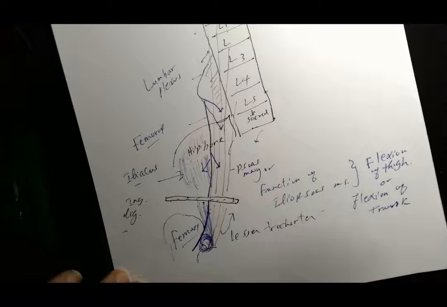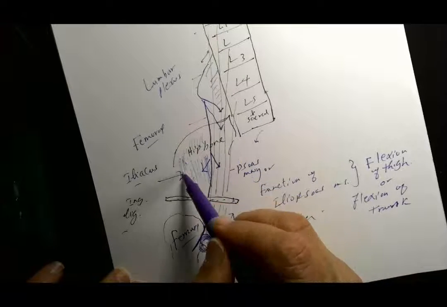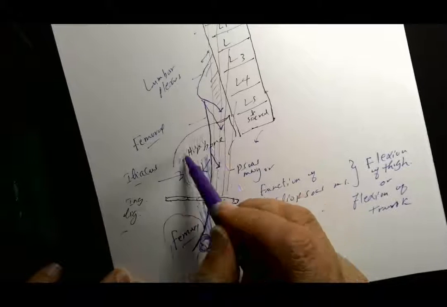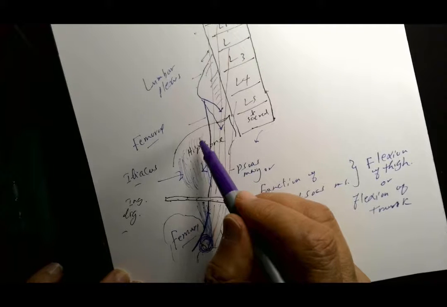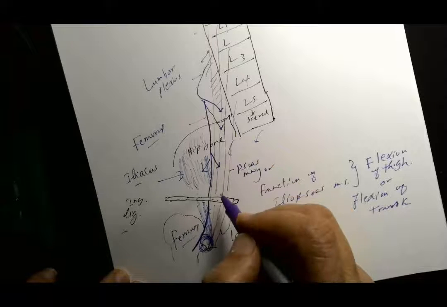Also, because of the close proximity of psoas major and the iliopsoas muscle to the appendix, sometimes if there is appendicitis, you will find that the patient suffers from painful flexion of the thigh.